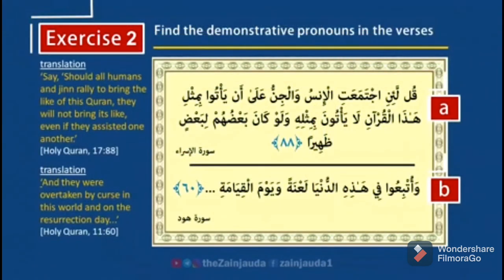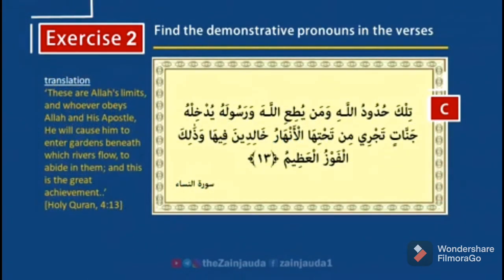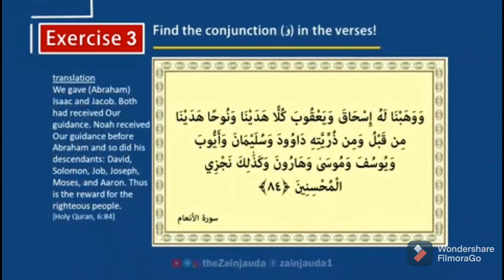Now try to find the demonstrative pronouns in these verses and show their gender. You have 3 verses, A, B, and C. Exercise number 3, find the conjunction wa in the verse and underline the words that follow it.